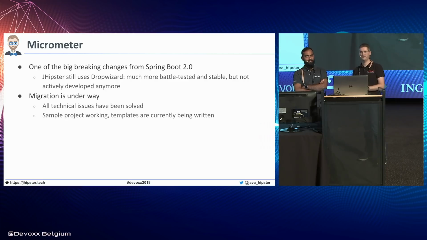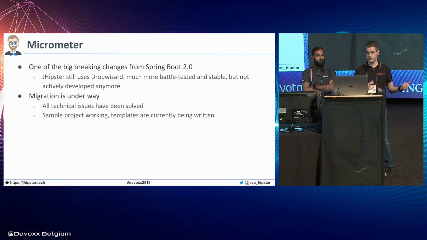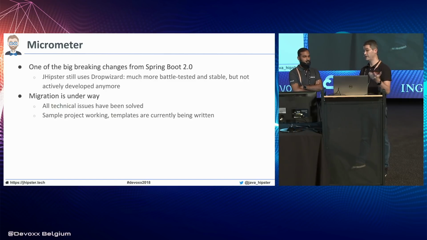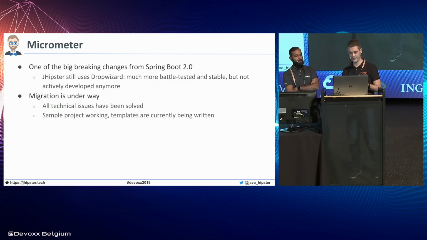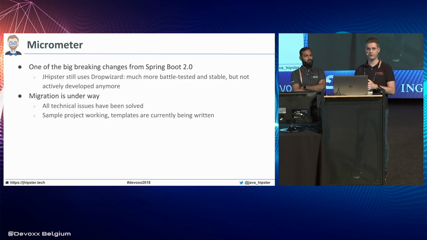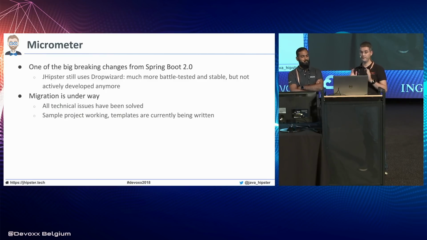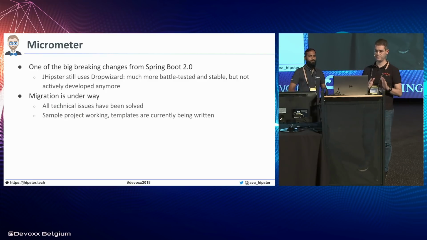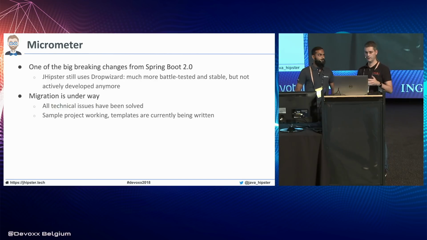Micrometer, I don't know if many of you have heard of it. It's a new monitoring library in Spring Boot 2. It's very important, but monitoring should be very important for everyone. It's one of the big breaking changes for us with Spring Boot 2.0. We still use Dropwizard, which is very popular for monitoring. I still like it a lot because it's very stable, very battle tested. We know there's no trouble at all with it. But clearly, Micrometer is the future for two reasons.